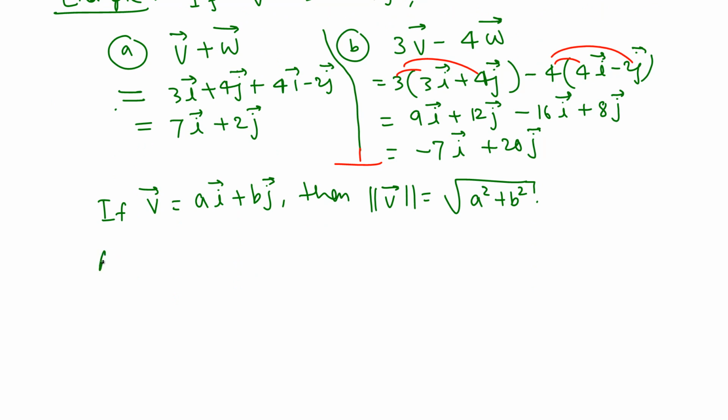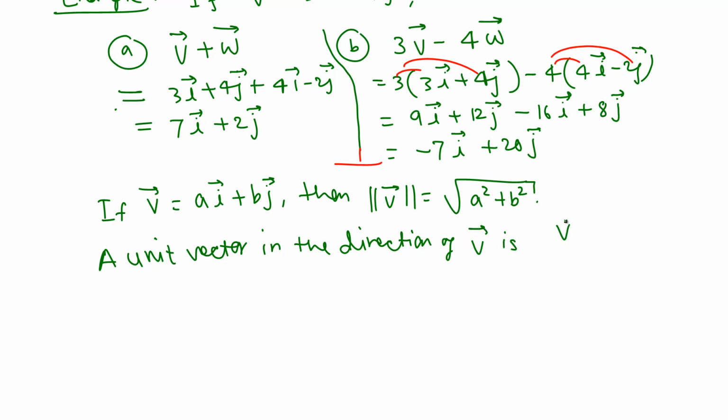And a unit vector, that means magnitude 1, a unit vector in the direction of v, is given by we just multiply the vector v by 1 over its magnitude, 1 over the magnitude of v, or same as vector v divided by the magnitude of itself.